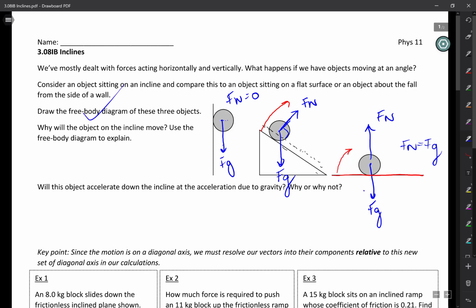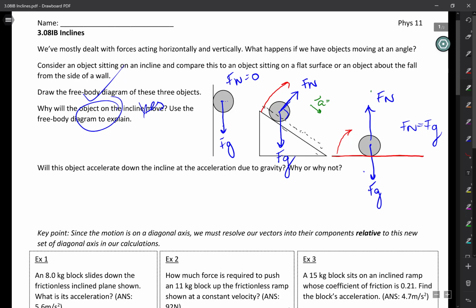So we've drawn the free body diagram of these 3 objects. Let's answer some questions. Will the object on the incline move? Well, yes, it will. We use a free body diagram to explain. We will actually have to come back to that one. Will this object accelerate down the incline at the acceleration due to gravity? We know this object's going to go down the incline, but do we know if it's going to be at the acceleration of gravity? We don't know about that one, so we will have to analyze it using our free body diagram.